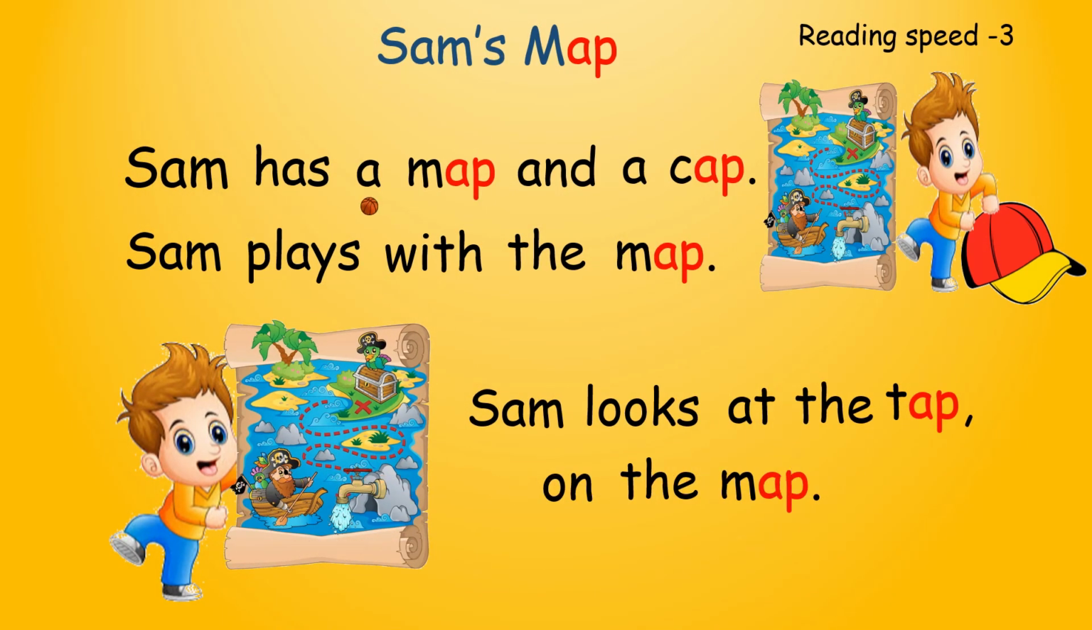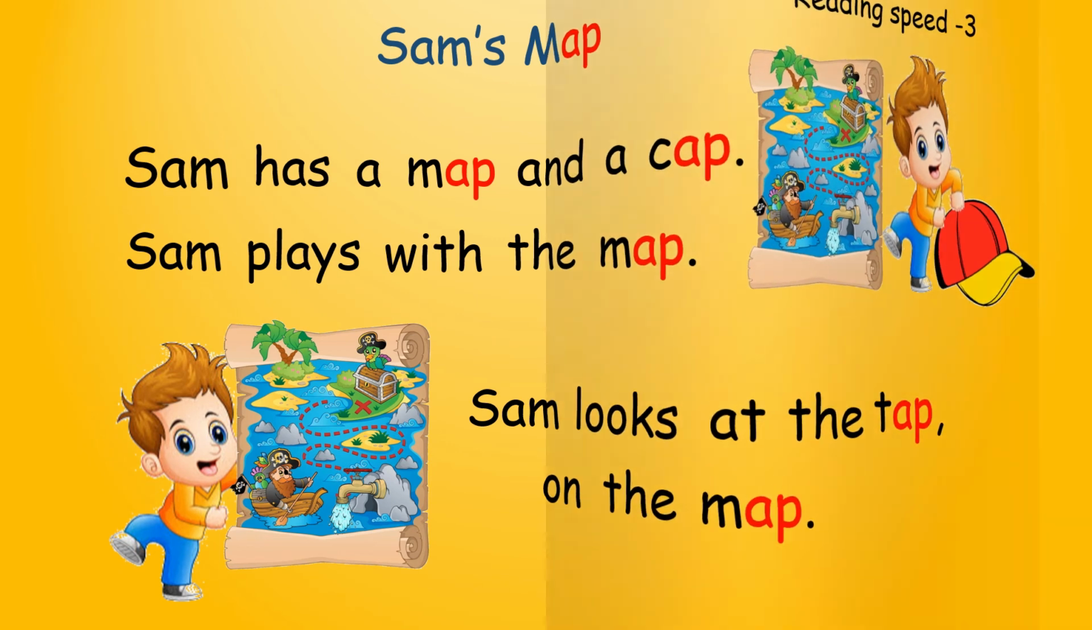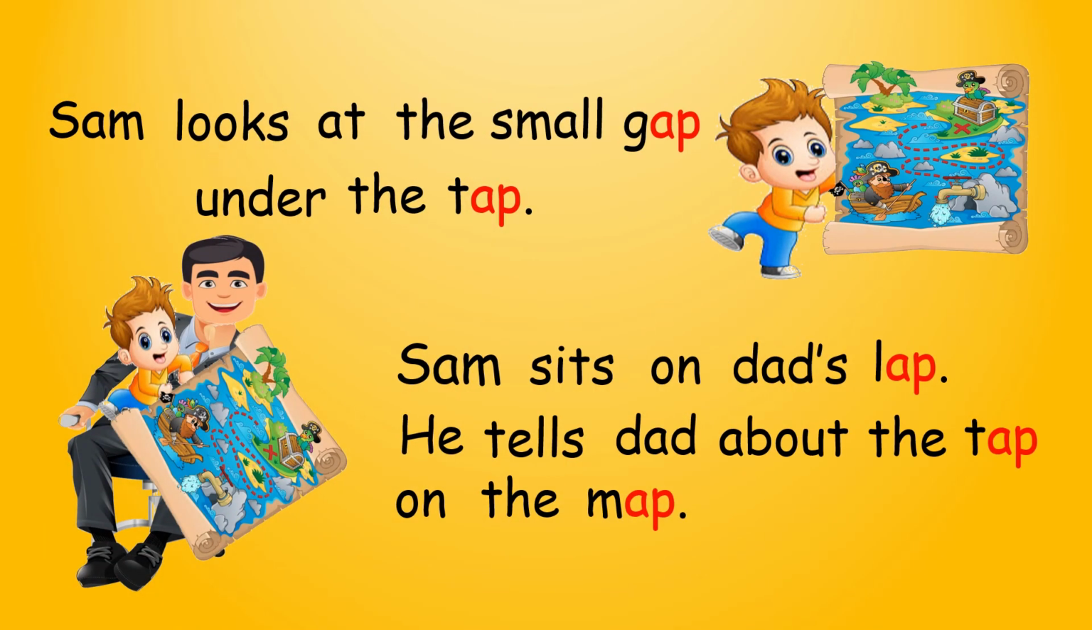Sam has a map and a cap. Sam plays with the map. Sam looks at the tap on the map. Sam looks at the small gap under the tap. Sam sits on Dad's lap. He tells Dad about the tap on the map.